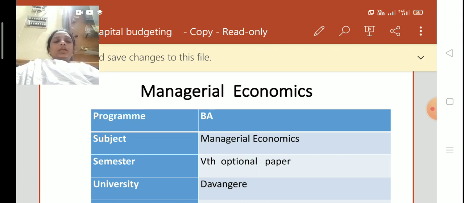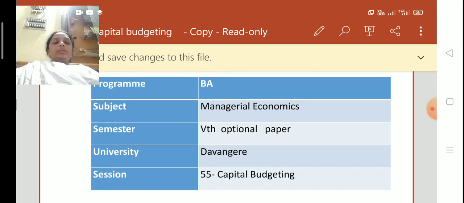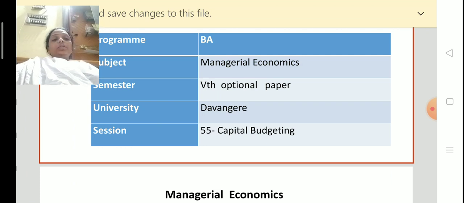Today, I am explaining the concept of capital budgeting. Last class, we discussed many concepts, that is, what is profit, profit zone, loss zone, safe zone, break-even point, and quantity of the output. These are all the aspects we discussed in the last session.